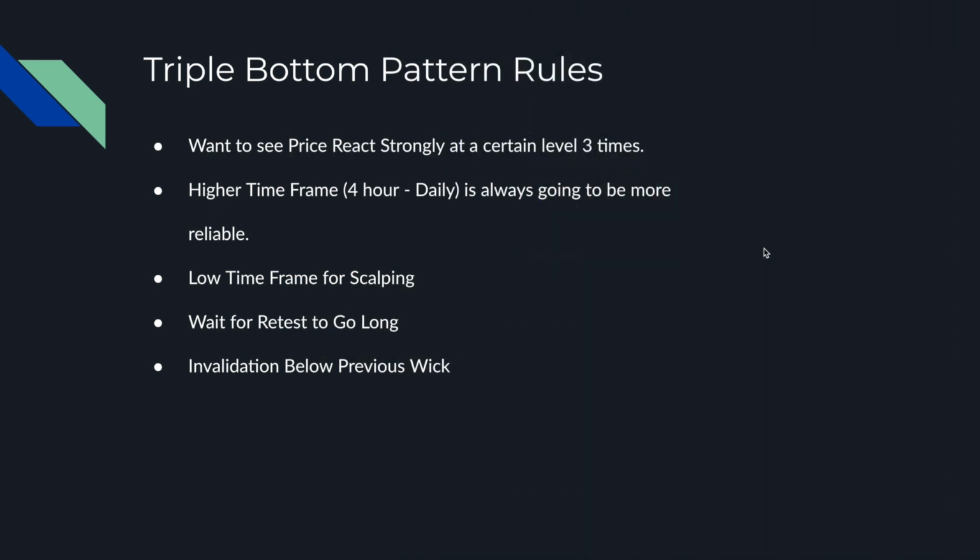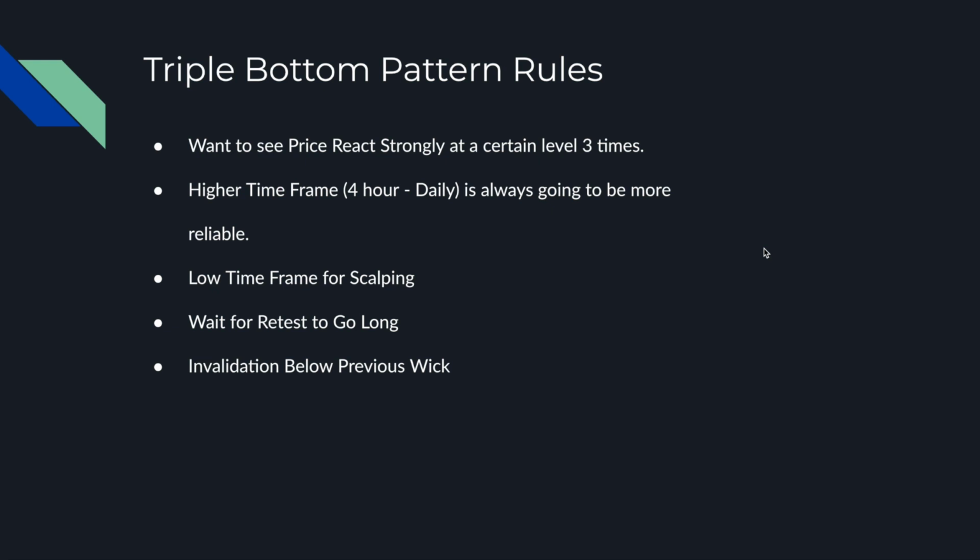Ending this video, I'm going to break down everything that we went over. Just some of the rules. So first off, we always want to see price react strongly at a certain level 3 times. Not twice, not 4 times. It has to be 3. And then you want to see price go above that previous resistance, a retest of support, and that's how you play the pattern. That's where you would go long. Now you have your invalidation level for a stop loss, and you can target those previous lows or highs, right?